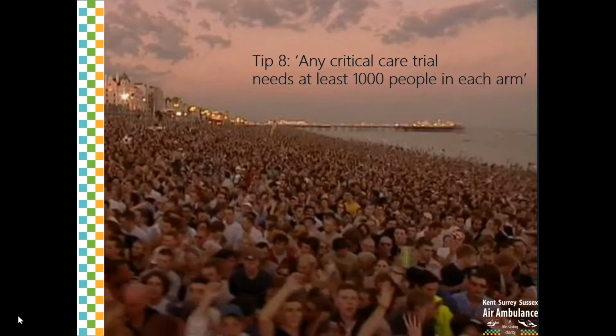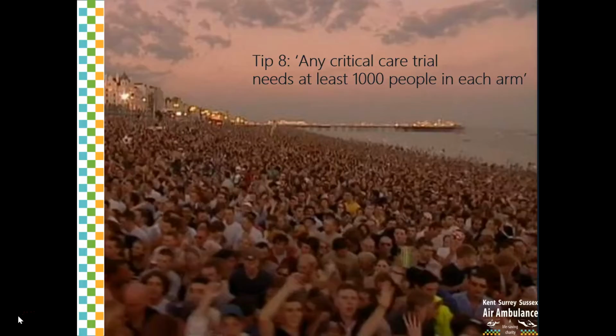The way you calculate the number of people is you run a power calculation, and as part of that you put in what you're expecting as the difference between the two arms. If you put in about 5%, that comes back in a simple randomized two-armed controlled trial with about 1,000 people in each arm. And so that's where this tip comes from: any critical care trial needs at least 1,000 people in each arm.